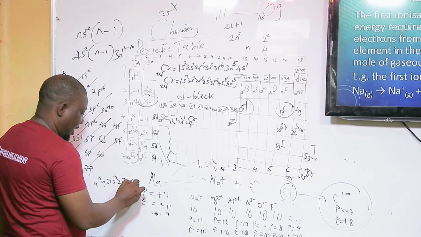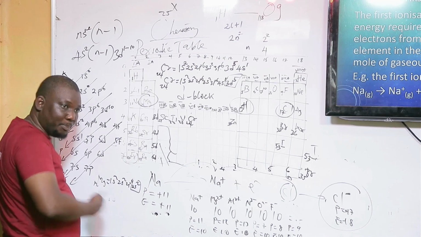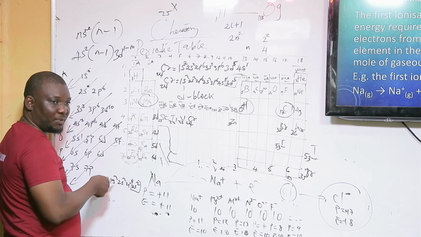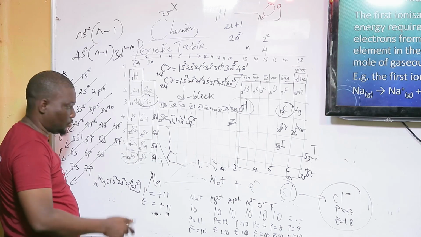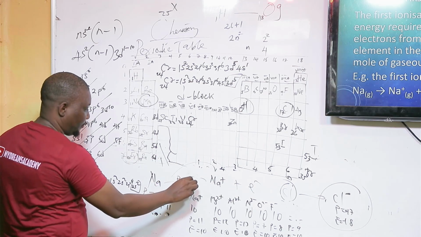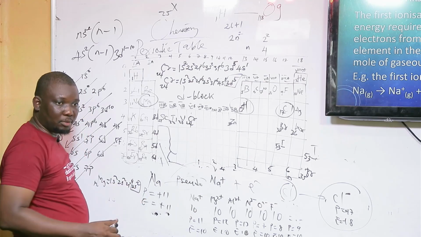So it doesn't mean that the last subshell is already stable by having the maximum number of electrons. It's assuming stability, or what we call pseudo stability. Pseudo means false. There's a false stability here because this particular subshell has achieved the maximum number of electrons.